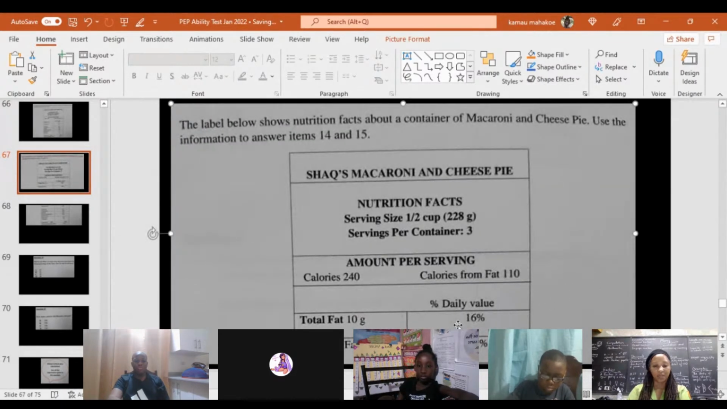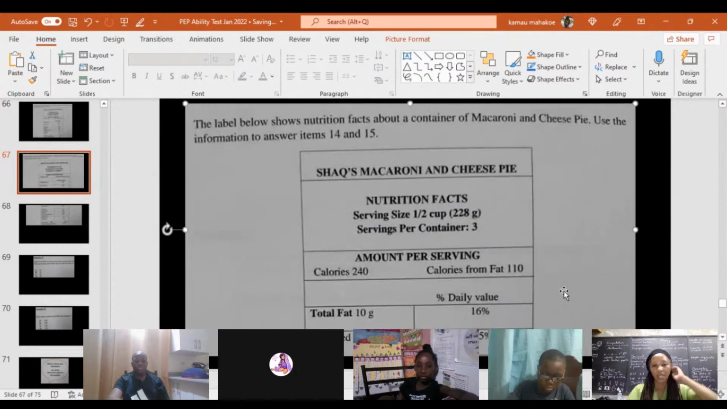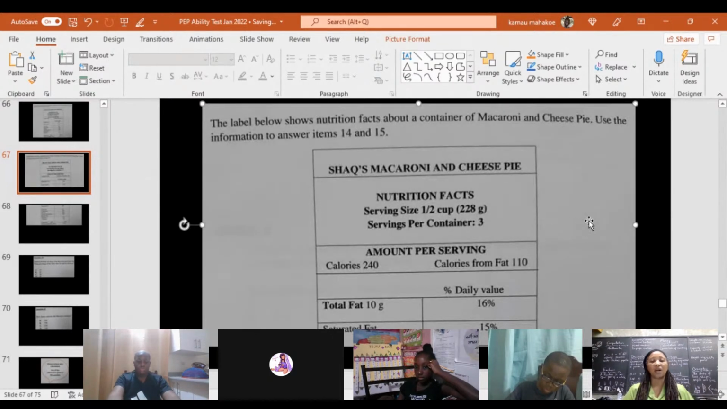All right, so the label. The label below shows nutritional facts about a container of macaroni and cheese pie. Use the information to answer items 14 and 15. Shack's macaroni and cheese pie nutrition facts. Serving size half a cup or 228 grams. Servings per container 3. Amount per serving.